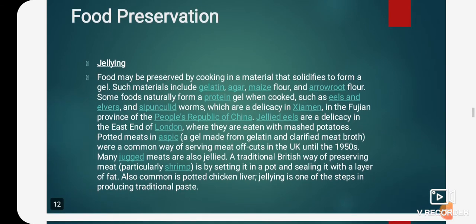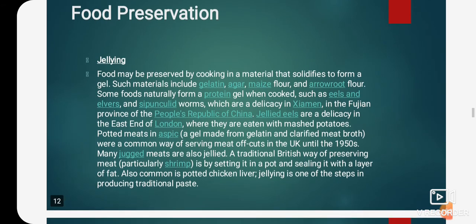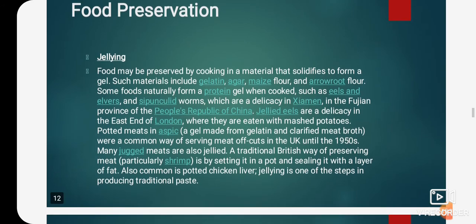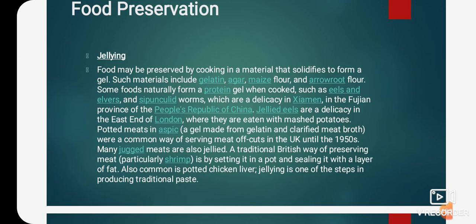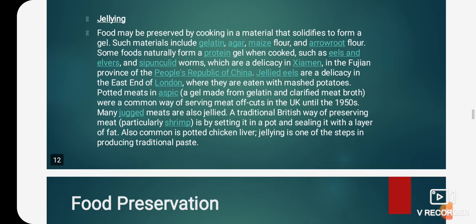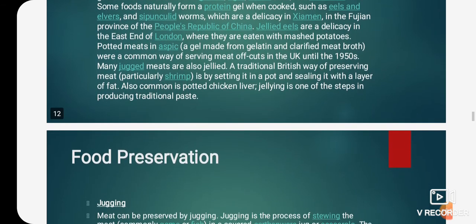Many jugged meats are also jellied. A traditional British way of preserving meat, particularly shrimp, is by setting it in a pot and sealing it with a layer of fat. Also common as potted chicken liver, gelling is one of the steps in producing traditional pâté.